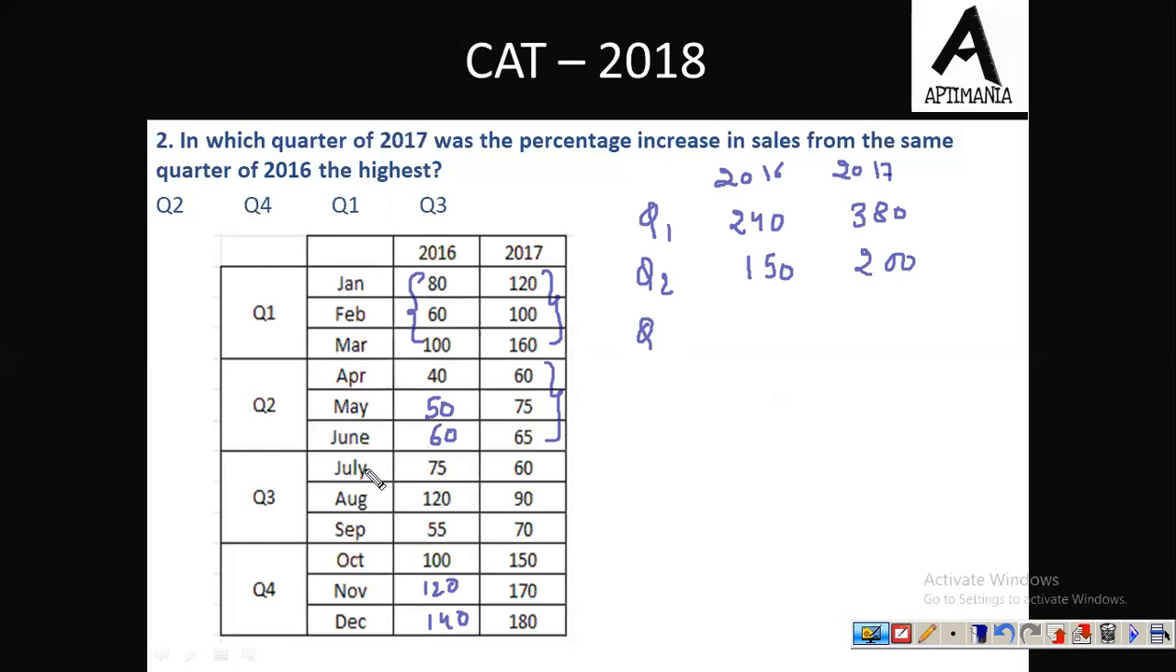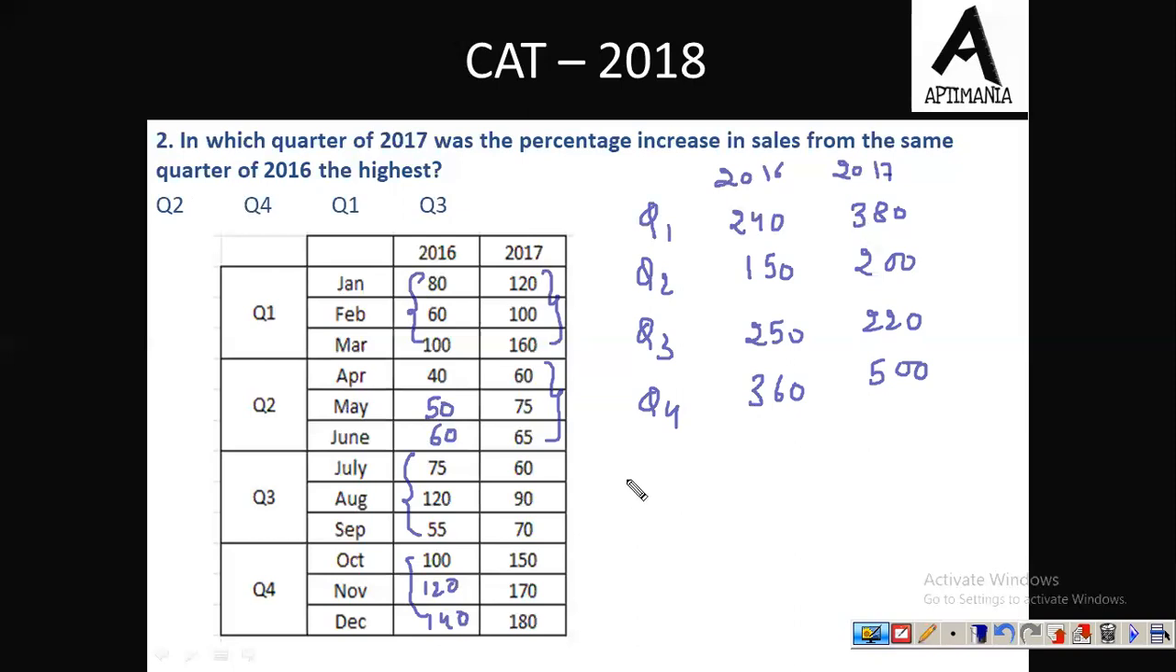For quarter three, 2016 में the total was तीनों का sum, and that was equal to 250. Fine. And for 2017 it was 220. For quarter four the total was 360, and for 2017 it was 500. Now we need to calculate in which year quarter was the percentage increase highest.